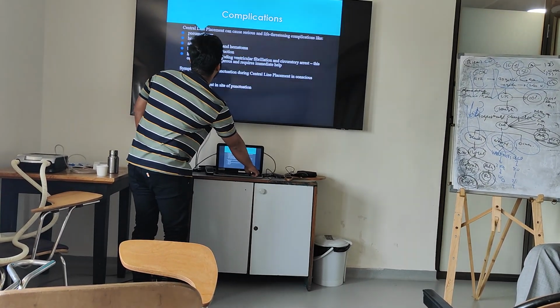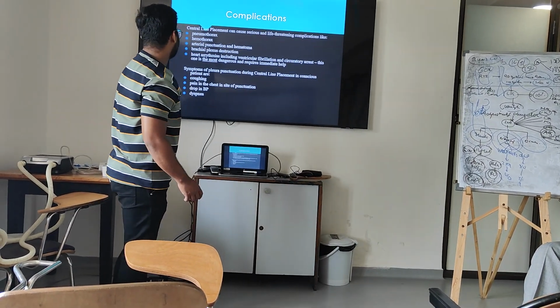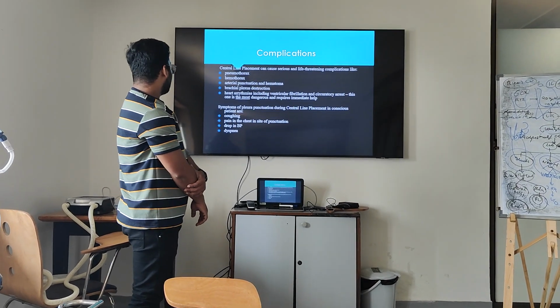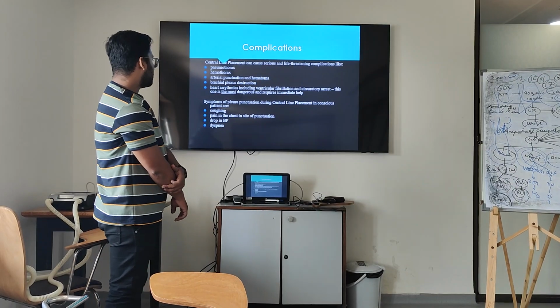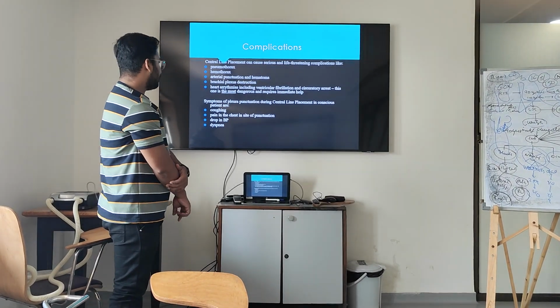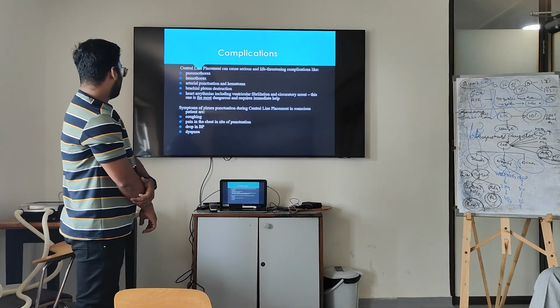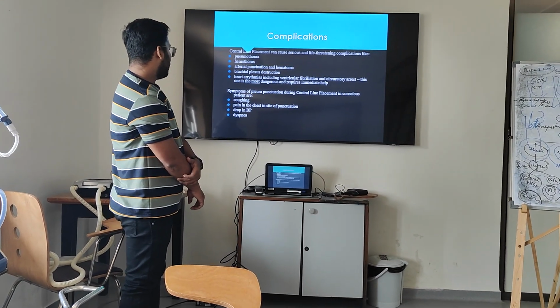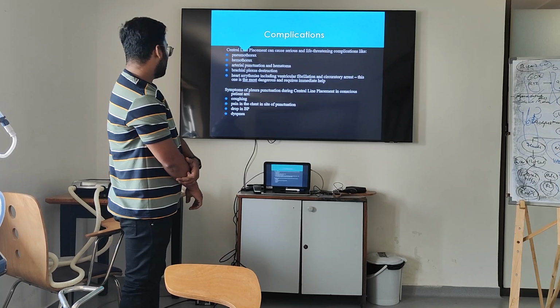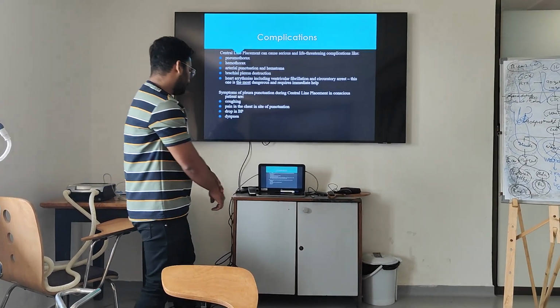Complications of central venous catheterization include pneumothorax, which we went through, arterial puncture and hematoma, brachial plexus injury, and heart arrhythmia. Symptoms of pleural puncture during central line placement in a conscious patient are coughing, pain at the site of the puncture, drop in BP and dyspnea.